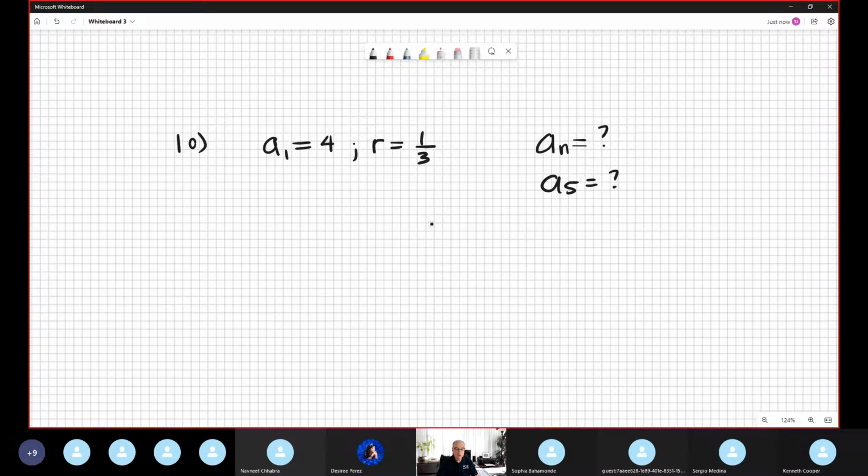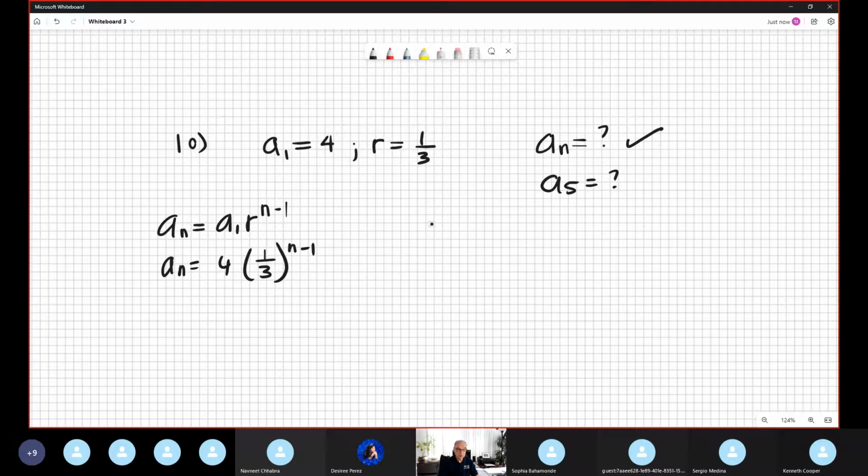Okay, since the common ratio is given, it's geometric. The A sub n term of a geometric sequence has the formula A1 times R to the n minus 1. A sub n is then 4 times 1/3 raised to the n minus 1. Boom. Leave it like that. This is the answer for this.